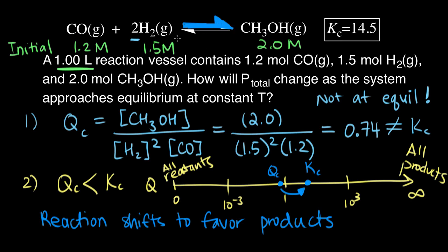So since we're shifting to favor the products, and on the product side we're making 1 mole of gas, and we're starting with 3 moles of reactant gas, we're favoring the side that has fewer gas molecules. So that means as we shift to favor the products, we're going to reduce the number of gas molecules in the system, and that's going to reduce our P total. So the answer is that P total is going to decrease as our reaction approaches equilibrium, and that is because our reaction quotient Q is less than K.